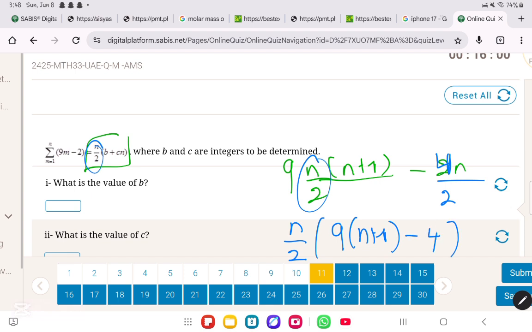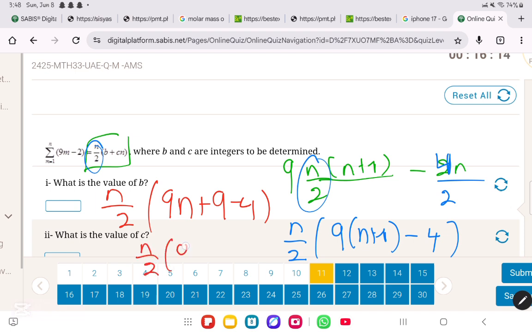Now you are going to expand. After expanding, it's going to be n over 2 times 9n plus 9 minus 4. Now you simplify: n over 2 times 9n plus 5. Perfect. So we found our equation by using this method.